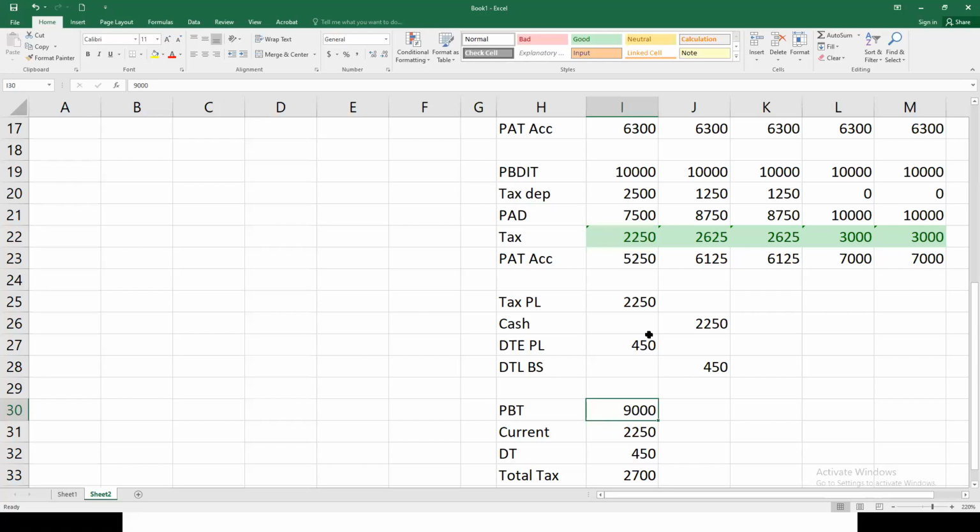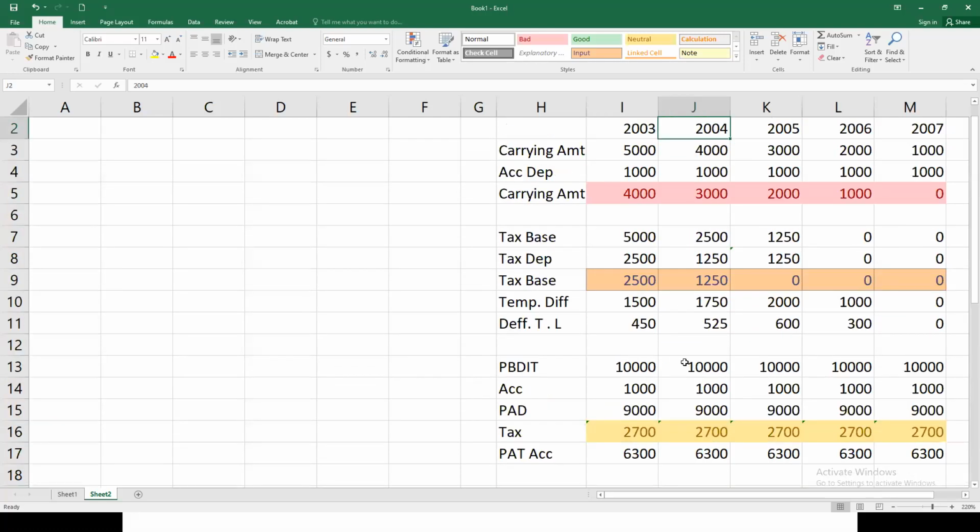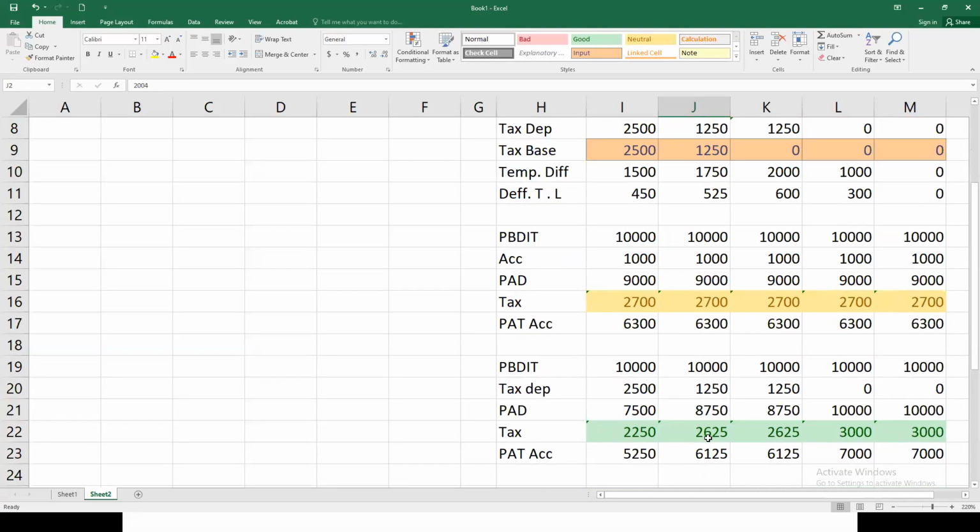In 2004, current tax how much? In the journal entry, current tax how much? Current tax, can you say the journal entries? 2625. This 2625 will go to tax expenses debit, cash account or income tax payable account credit, and deferred tax 525 is debit. It will go to the PL account, and again it will go to deferred tax liability in the balance sheet. Right? See the figure.